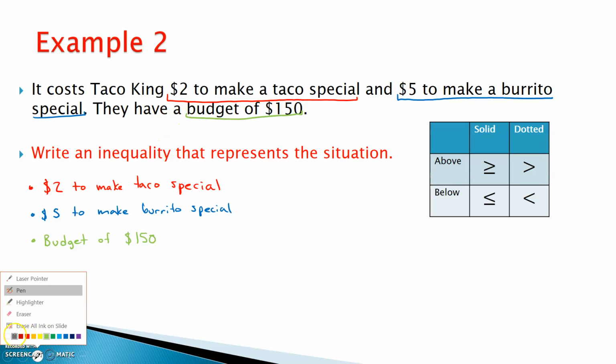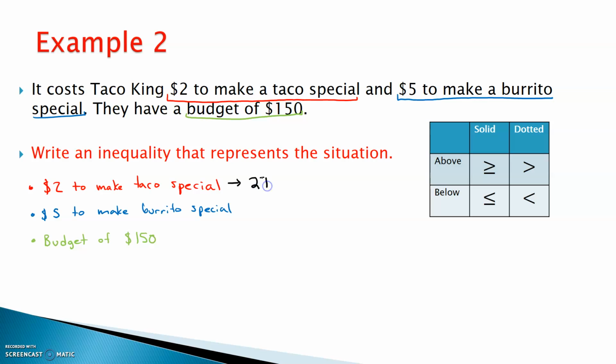So how can I translate this into an inequality? How do I represent $2 to make a taco special? Well, maybe something like 2T. I'm going to use a capital T so it doesn't confuse me with a plus sign. $5 for a burrito special, 5B. And then this part right here, a budget of 150.